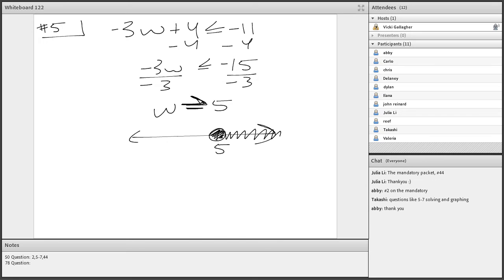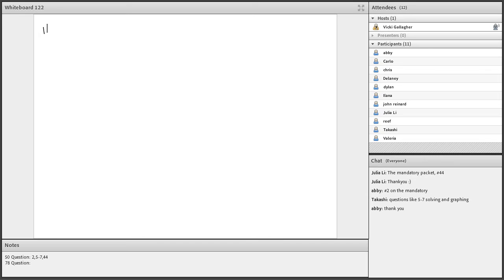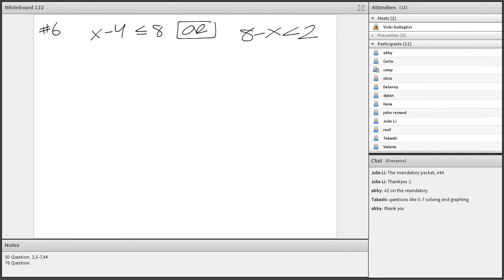That was number 5. Number 6 is a little bit different because number 6 has 2 inequalities. This is called a compound inequality. And specifically, this one is an OR problem because it literally says the word OR in it. Nope, that's not the right number. It's a 1. Okay, so we're going to solve these each separately, just doing whatever we need to do to solve them.